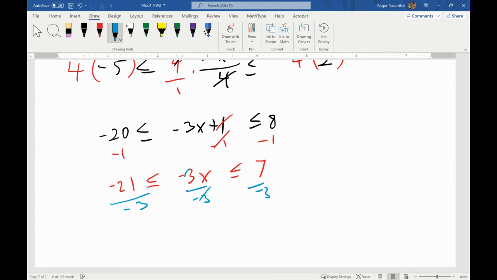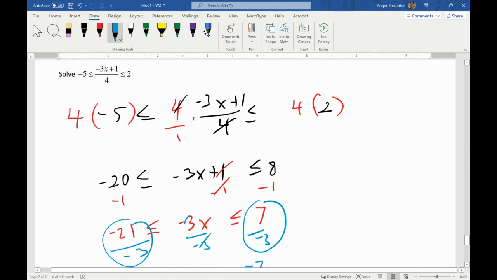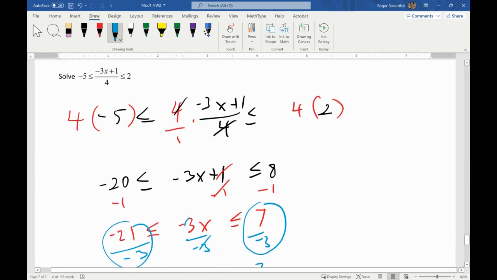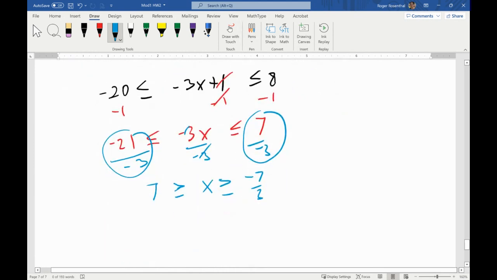Those cancel. I get x. Here, I get positive 7. And here, 7 over negative 3 is negative 7/3. I divided by a negative, so the signs get reversed. Again, something looks a little bit off to me, but I don't see a problem. It seems fine. Okay. So we're between -7/3 and 7.